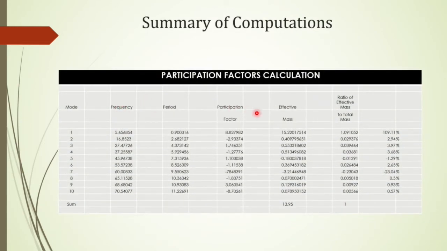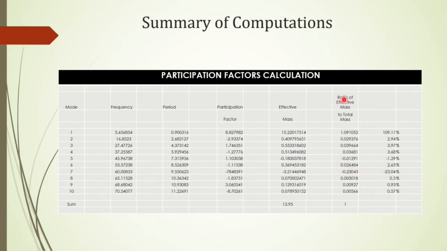Dito, guys, makita natin yung kanina, yung effective mass natin. Nung i-sum up natin ang total ay 13.95. Ngayon, kapag yung nakuha natin na ito, i-divide natin sa 13.95, ito yung magiging kinalabasan niya. 15.22 divided by 13.95 is equal to 1.09 times 100%, guys. Ito yung makukuha natin na mga values.